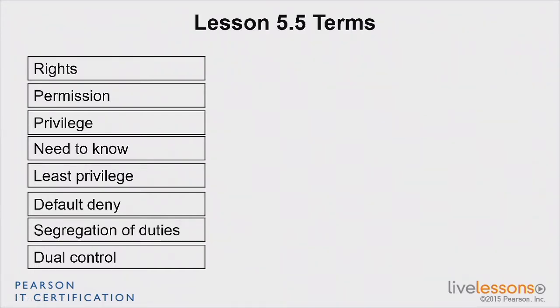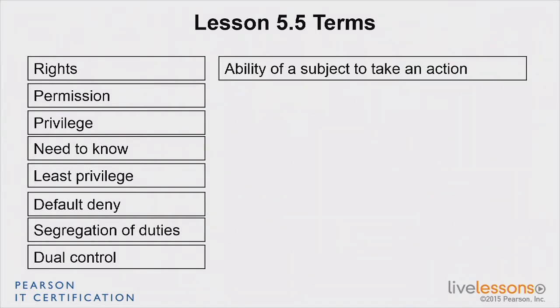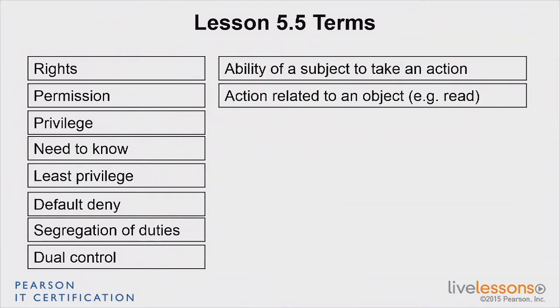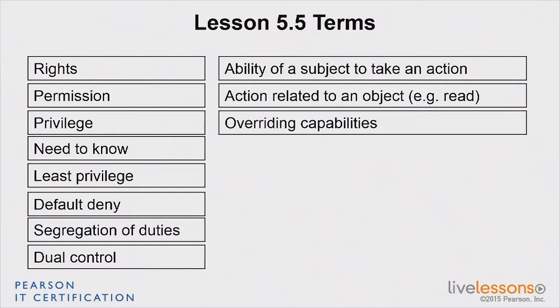All right, let's review Lesson 5.5 terms. Rights are the ability of a subject to take an action. Permissions are actions related to an object, so they're actions taken by a subject related to an object, such as read, write, delete, create, modify. Privilege is overriding capabilities. Those are privileges that are generally assigned to accounts like root or superuser or administrator, and we said that privilege trumps rights and permission.